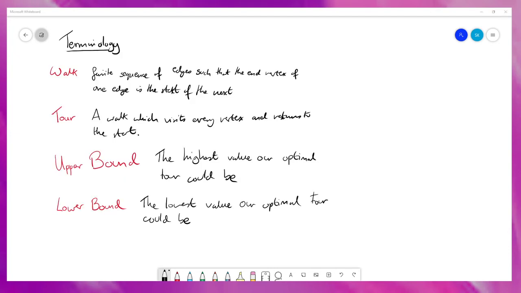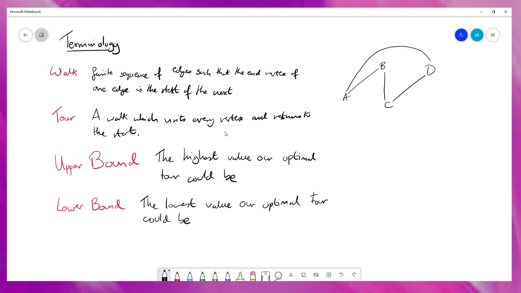To continue with this introduction, we're going to look at a little set of terminology. The first term is called a walk. Now, a walk is a finite sequence of edges such that the end vertex of one edge is the start of the next. So what that means is, if we jump from A to B and then we also want to go from C to D, in order for it to be a walk, we have to join it up. We can't go A to B, then jump to C and go to D. That's not a walk. A to B to C to D is a walk.